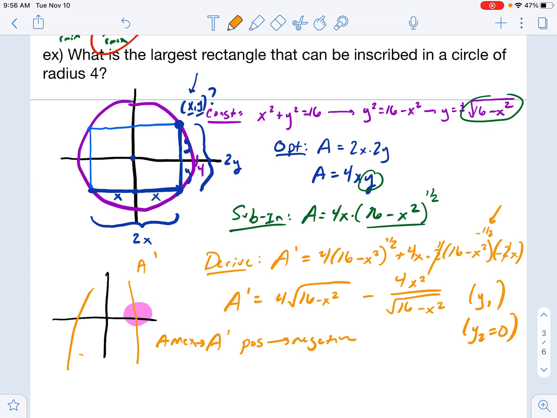So again, if I use my intersect function on the calculator, I am getting that x is about 2.828. Okay, that's the x value I'm getting. All right. And now, once we have that, we verified it's a max because the derivative changed from positive to negative. We can try to answer the question, what is the largest rectangle? So ultimately, we want the area of the largest possible rectangle.